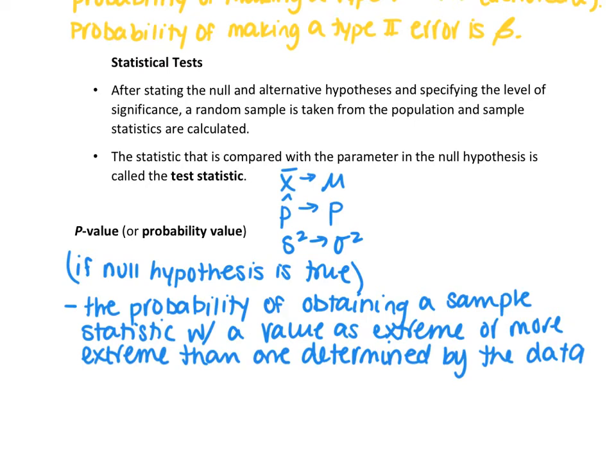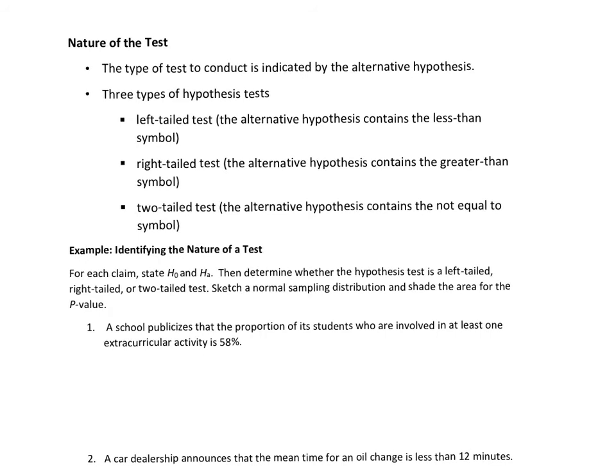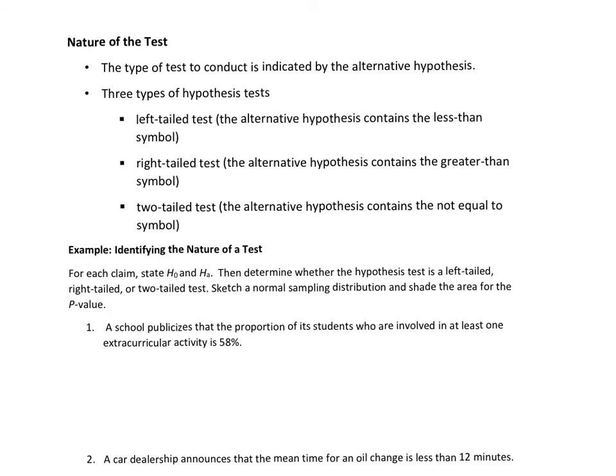And we'll work with p-values a little bit further down the road. It'll start to tie in once we do our other tests throughout Chapter 7. Today, what we're going to focus mostly on in terms of practice is determining the nature of the test. So the type of test to conduct is indicated by the alternative hypothesis. So that's important. It's not determined by the null, it's determined by the alternative hypothesis. Okay, so that means it's determined by the hypothesis that has signs of inequality.